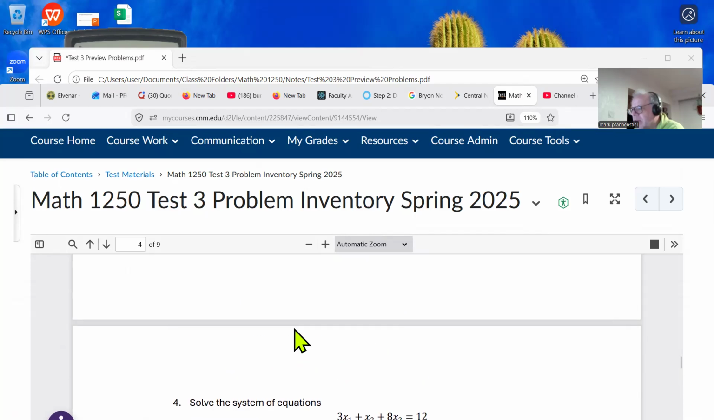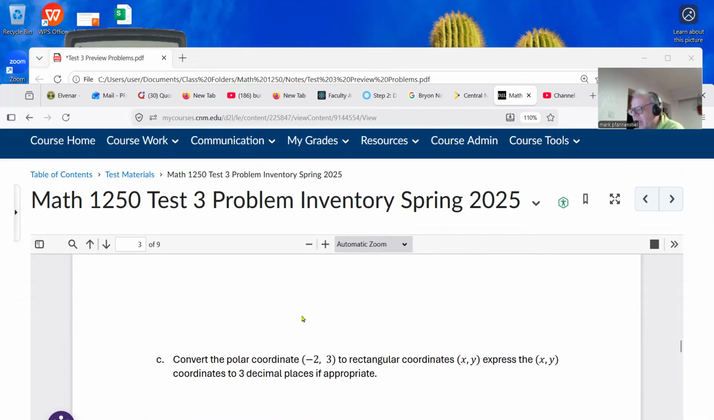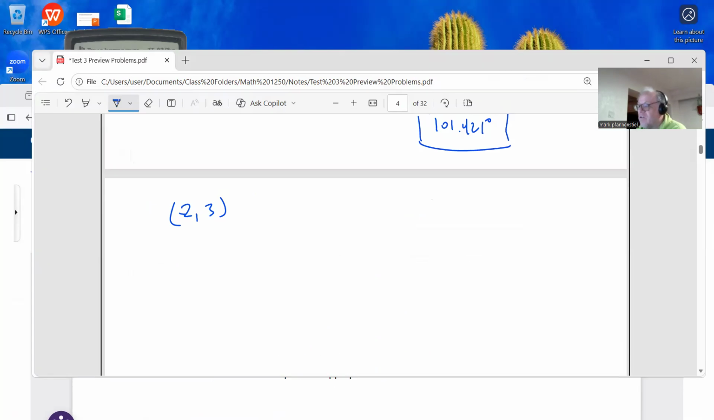All right, we're not looking at that yet. Okay, we're changing this to rectangular coordinates. So these are in polar coordinates. So -2, 3 is in polar coordinates. So it's a really important thing to look at because it doesn't look like this. We have to convert to rectangular.